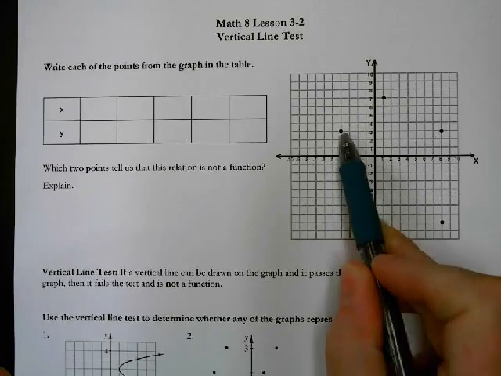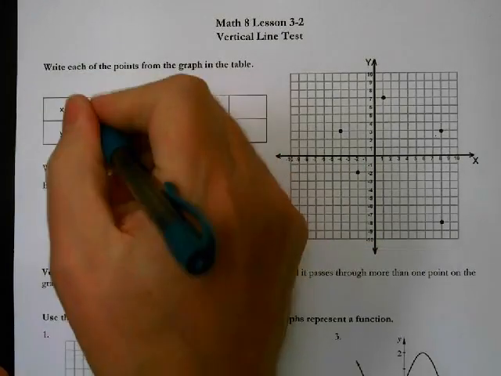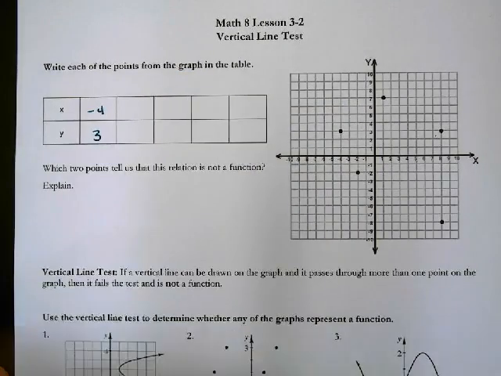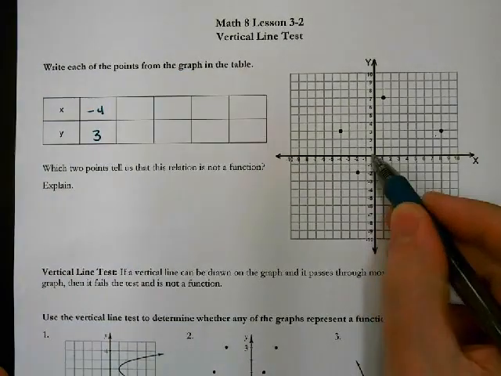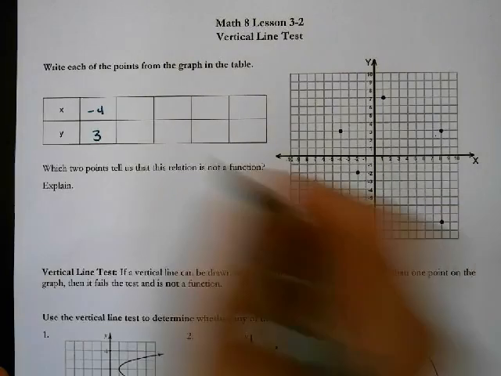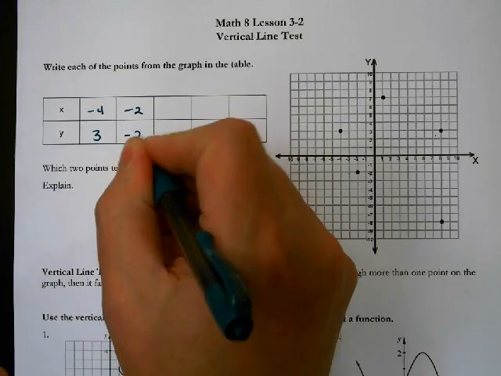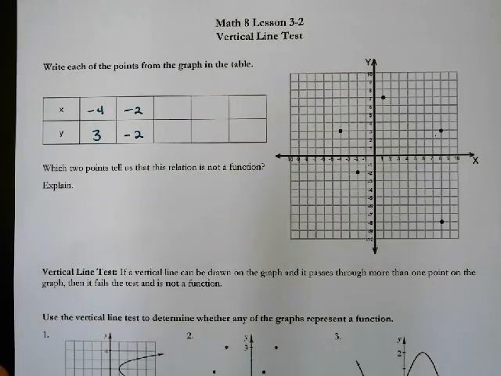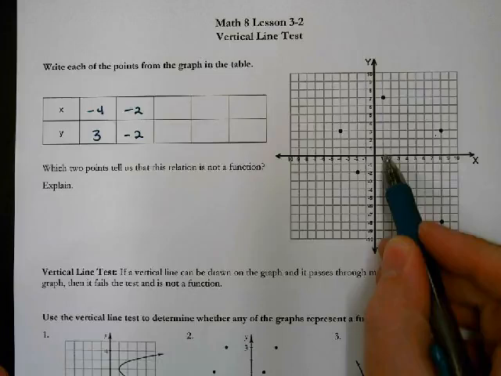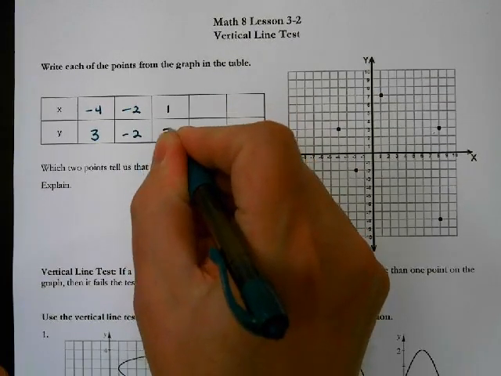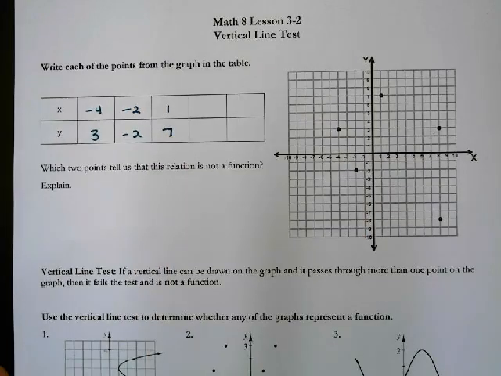So this point would be at (-4, 3). So the input is -4, the output is 3. This next point here is at (-2, -2). So the input x is -2, the output y is also -2. Got another point here at (1, 7). So the input is 1, and in this relation, the output ends up being 7.